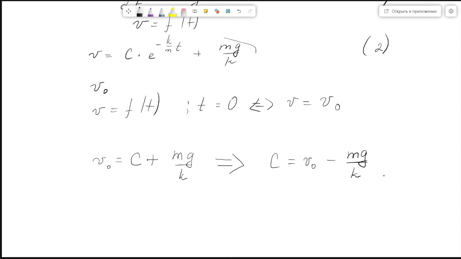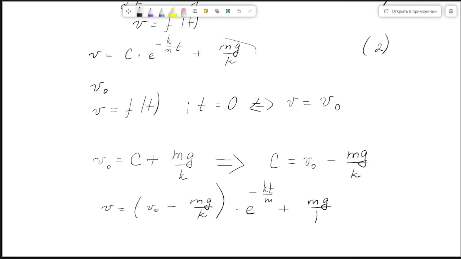Thus, the constant c is found, and the sought for dependence of v on t is v is v0 minus mg over k times e to the power of minus k over m times t, plus mg over k. Formula 3.